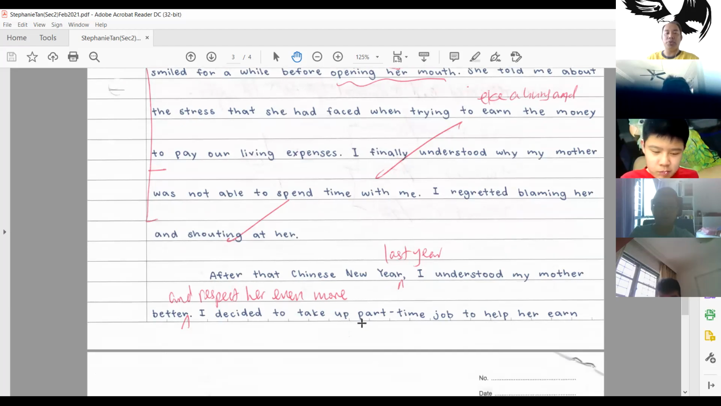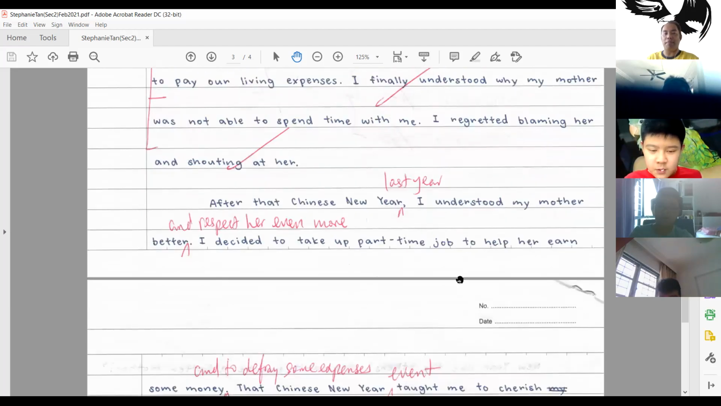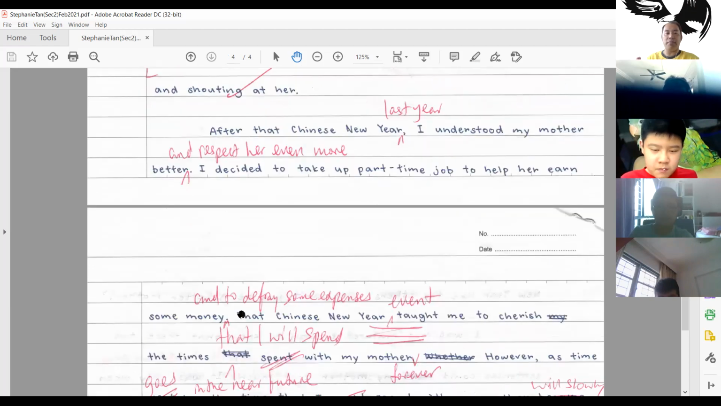After that Chinese New Year, okay, so I decided to take up a part-time job to help her earn some money and to defray some expenses. Defray means to help her pay some of those debts. That means help her to cut down some expenses, help her to pay some bills so that my mommy will not be so heavily burdened with all these expenses and bills. So she is very understanding, right? From here you can tell that because of that, finally they broke out of the cocoon.